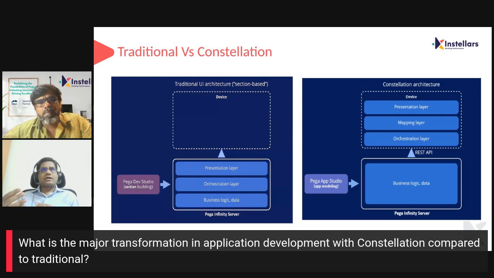Next is business-oriented data modeling. In Constellation, we always start modeling the data in App Studio, and we define the business entities, relationships and attributes. This creates a data model which is aligned with the business structure, which helps to simplify the UI development, Manju. These are the two aspects which are totally different from the traditional way.